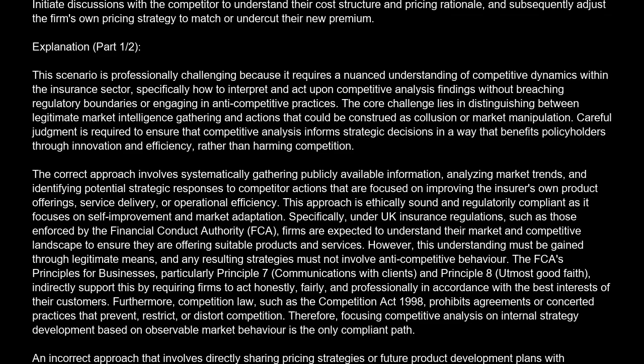The correct answer is C. Initiate discussions with the competitor to understand their cost structure and pricing rationale, and subsequently adjust the firm's own pricing strategy to match or undercut their new premium.